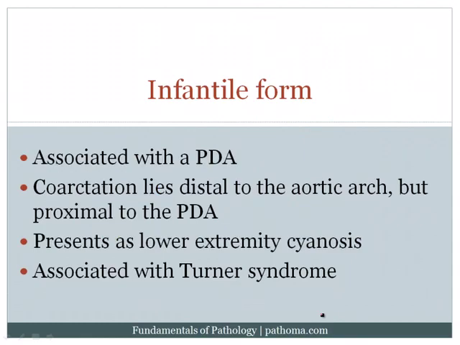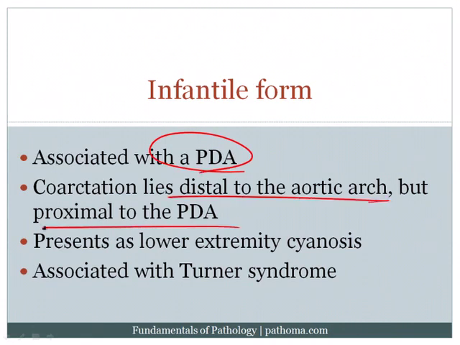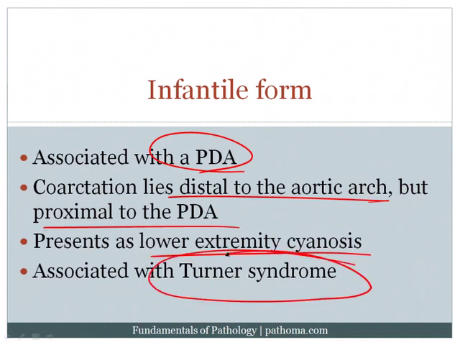So let's go back and read what we say about the infantile form. It's associated with a PDA. I've already shown you that. You get coarctation that lies distal to the arch, but proximal to the PDA. So in between the aortic arch and its major branches, but before the PDA. And it presents with lower extremity cyanosis and, high yield, it's associated with Turner syndrome.